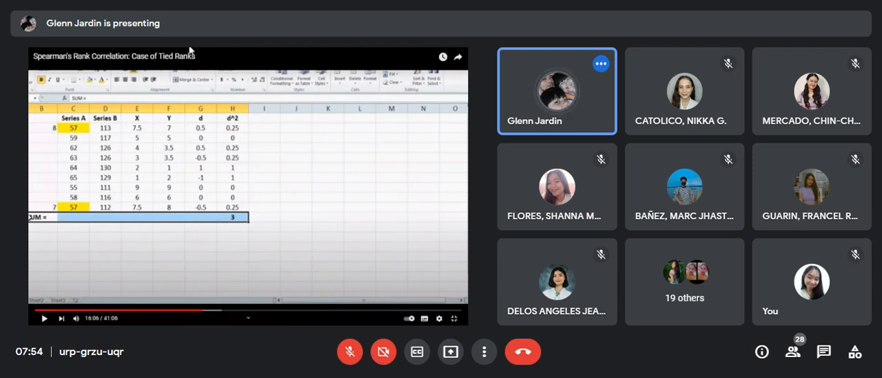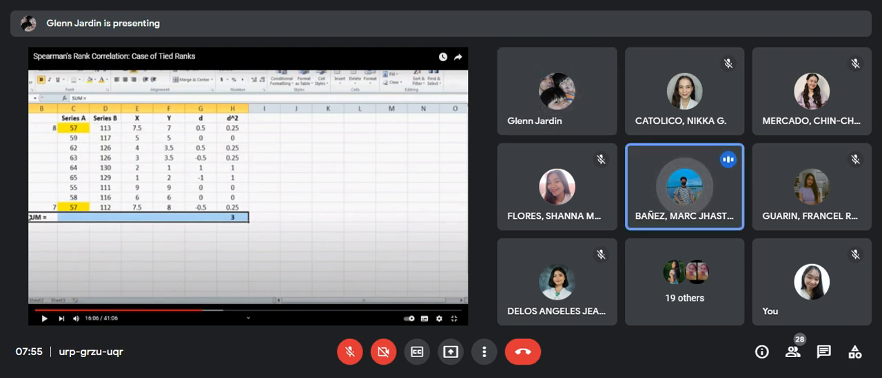Tingin natin kung may tied score dito. So, automatically, series A, pinakamataas yung 65, kaya rank 1 siya. Rank 2, 64. Rank 3, 63. Rank 4 is 62. And then rank 5 is 59. Next to it is 57 and 57. Paano kukunin natin yung rank ng class?